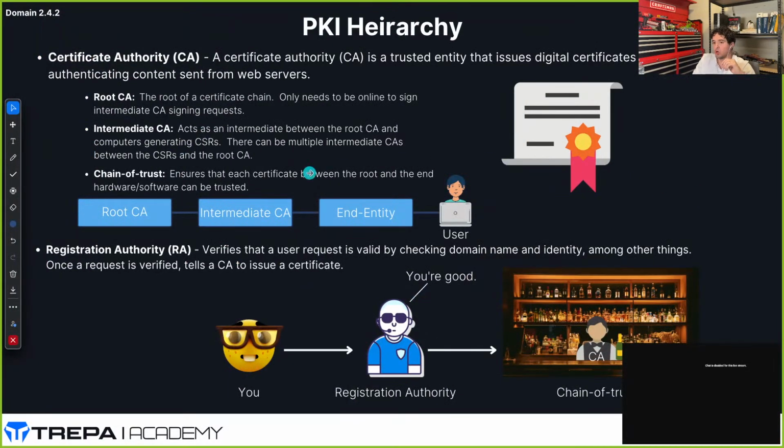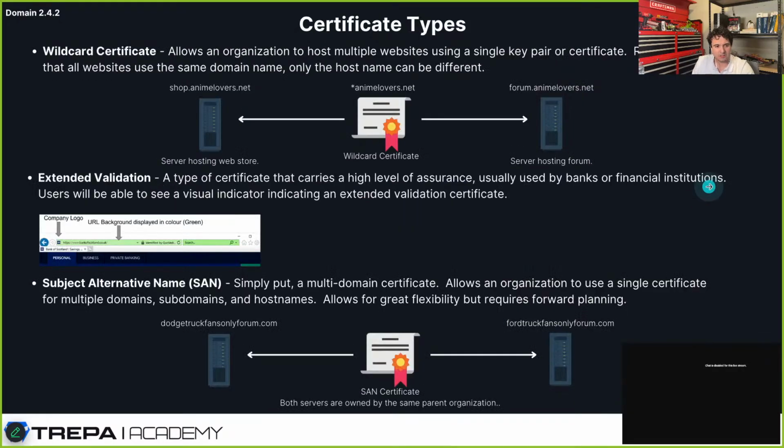All right, now let's go over the slides here. We'll try to just make this quick because we already went over a lot. So certificate authority. A certificate authority is a trusted entity that issues digital certificates authenticating content sent from web servers. Registration authority verifies that a user's request is valid by checking domain name and identity.